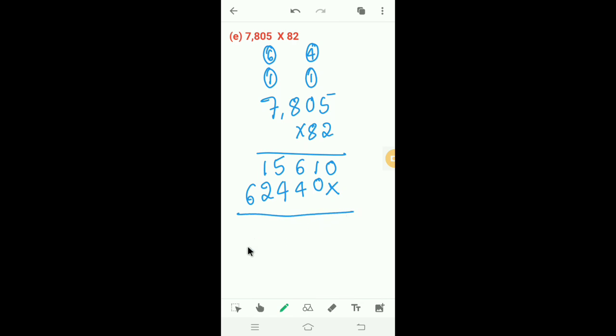Next we should add both the numbers. 0, 1 plus 0 is 1, 6 plus 4 is 10, so I will write 0 here and 1 carry. 5 plus 4 is 9, 9 plus 1 is 10, so I will write 0 here and 1 carry. 1 plus 2 is 3, 3 plus 1 is 4, and write 6 as it is. So the answer is 6,40,010.